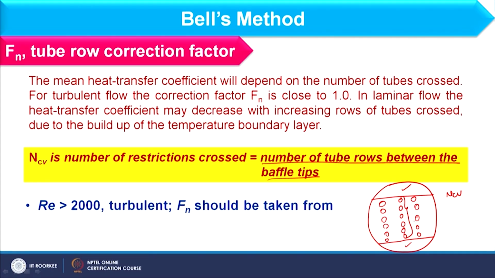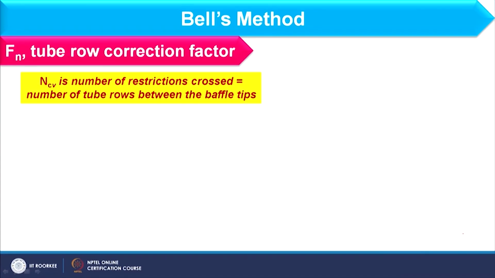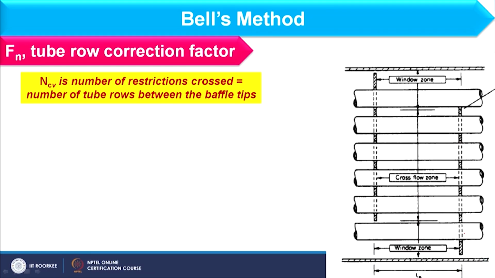So, NCV is the number of vertical tube rows. So, NCV is basically the number of tube rows between two baffle tips. Okay. So, first of all we have to find how to compute NCV, and so we can calculate Fn, that is the tube row correction factor. To understand that, we consider this schematic where the number of tube rows are basically these. Okay. So, that is available between two baffle tips, one tip is this, one tip is this, right, and here we have this window zone, and in between the baffle tips we consider the cross flow zone.